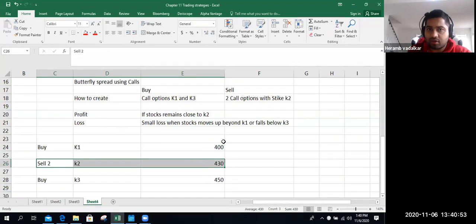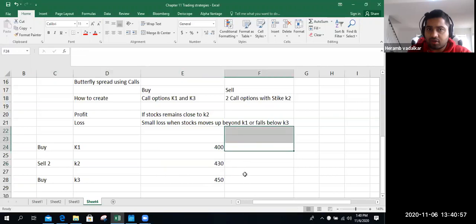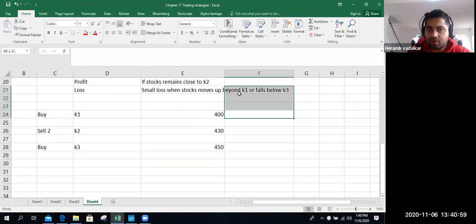You will lose money when price moves beyond 450 or below 400. So what is this strategy? You're creating a wedge, right? 400 to 450 is the wedge.